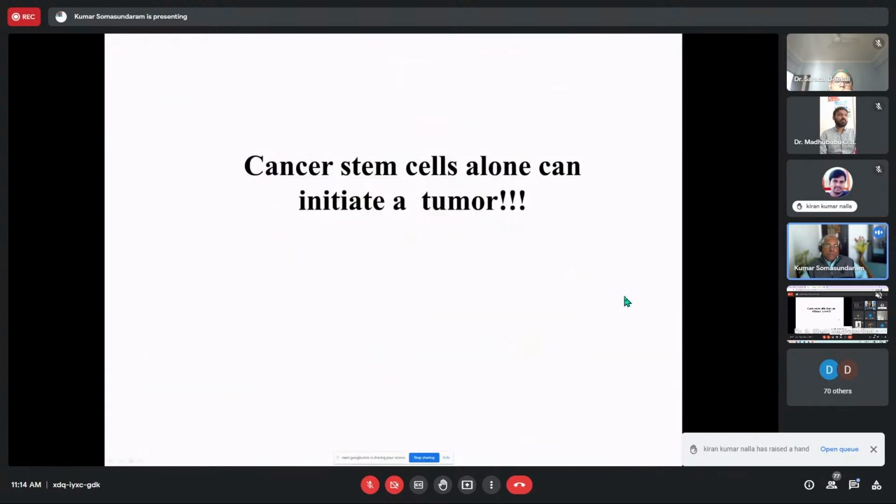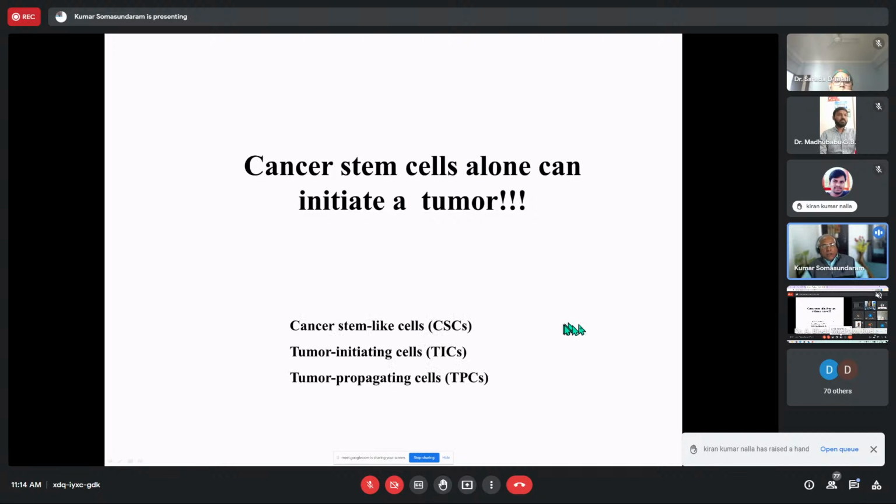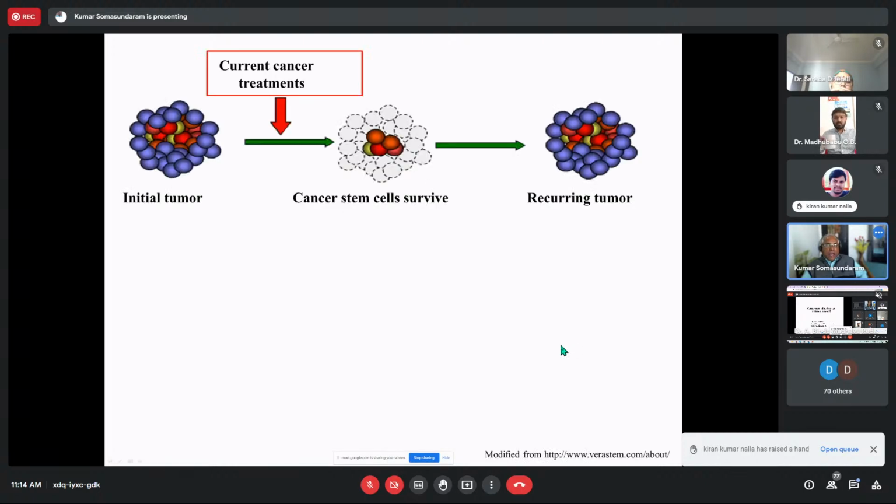Now, why are cancer stem cells very important? One, of course, as I said, they alone can initiate a tumor. In addition to cancer stem cells, they are also called tumor initiating cells, tumor propagating cells, different terminologies used by different scientists. In other words, there are also other reasons why they are important.